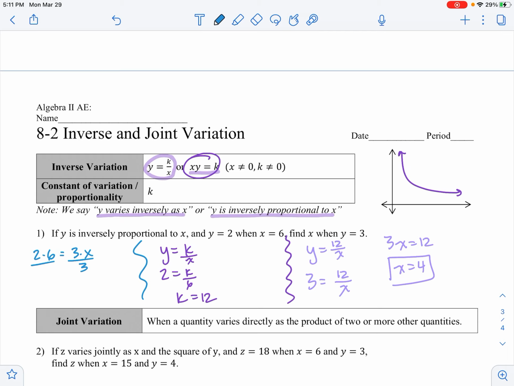Well, all I need to do here is divide by 3. 3 goes into 3 once, into 6 twice, and I get the same answer. I get x equals 4. This is kind of our Algebra 2 way. In purple is the way I do it in Algebra 1.